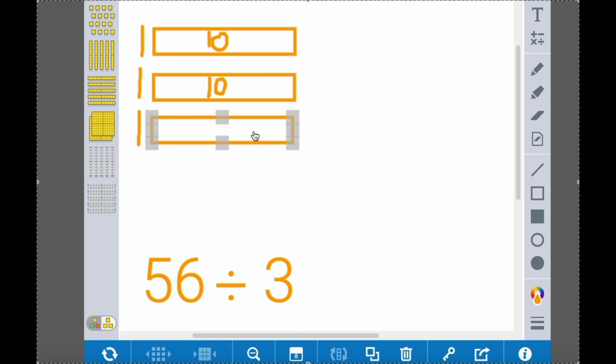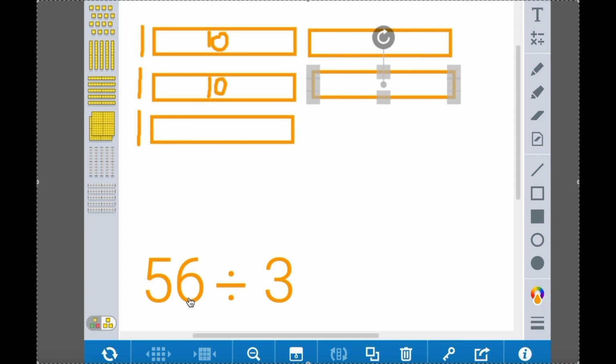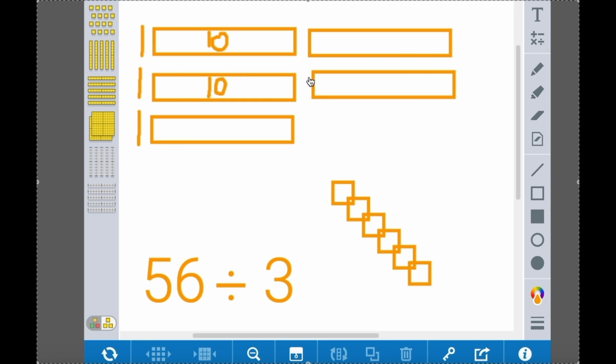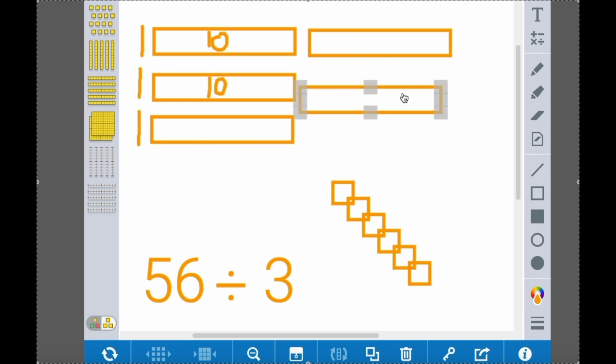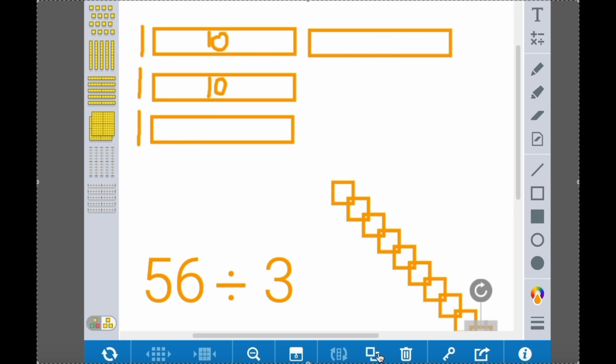There's 30. Remember, we want to get 56. There's 40, 50, and I need 6 ones. So there's 1, 2, 3, 4, 5, 6. What I'm noticing is that I'm going to have to do some exchanging here. I ran out of 10s, and I can't get 10 with 6, so I'm going to have to do some exchanging. This 10 is going to turn into 10 ones. 1, 2, 3, 4, 5, 6, 7, 8, 9, 10.